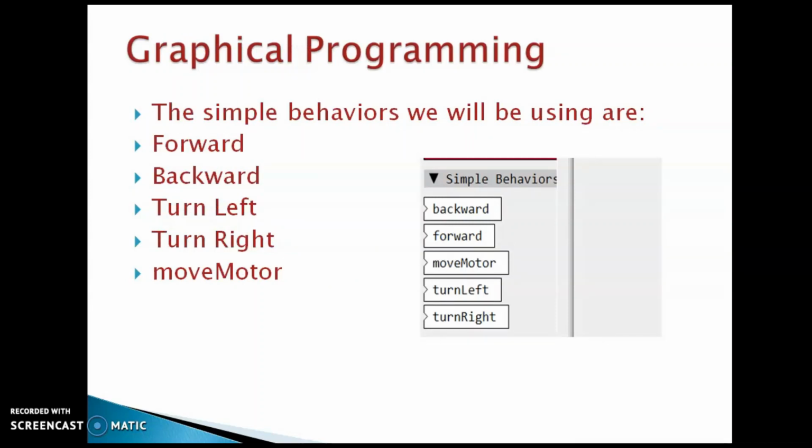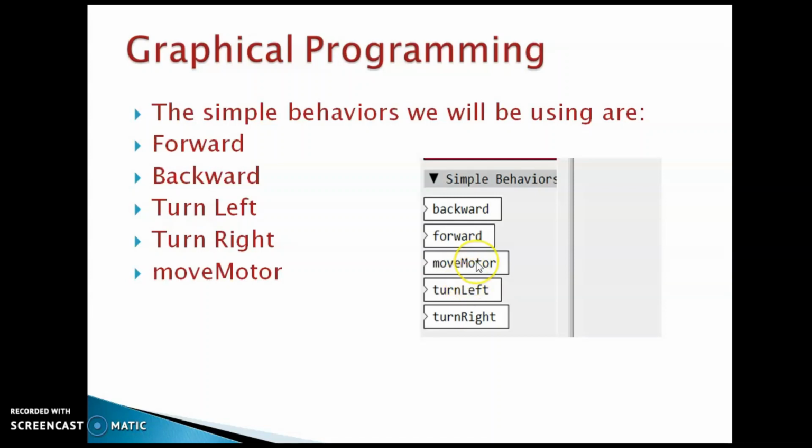Graphical programming. The simple behaviors we will be using are forward, backward, turn left, turn right, and move motor. So this is what the actual programming interface will look like. On the simple behaviors, as I'm going to show you in the programming interface, if you want the robot to move backwards, you just drag and drop backwards into the programming interface. If you want the robot to move forward, you just drag and drop the forward command in the robotics interface, as I'm going to be showing you.